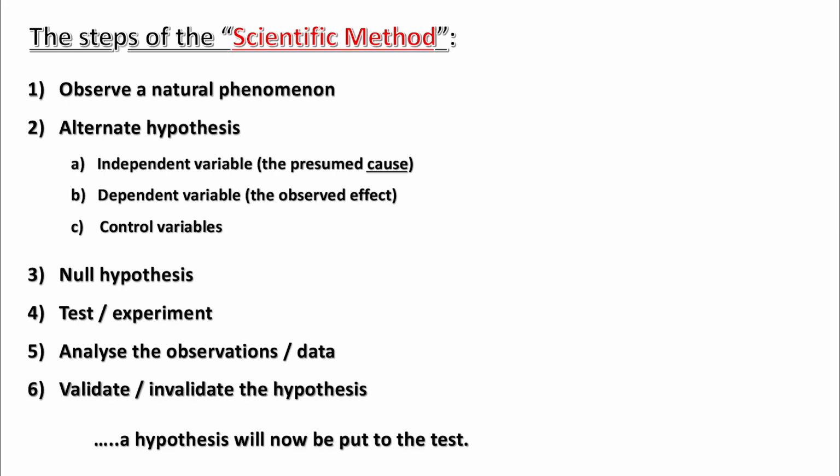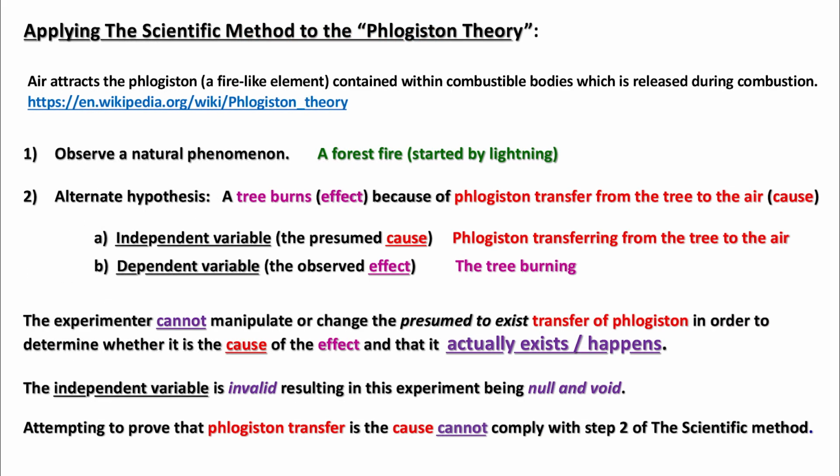A hypothesis will now be put to the test. Applying the scientific method to the phlogiston theory. Air attracts the phlogiston, a fire-like element contained within combustible bodies which is released during combustion. 1. Observe a natural phenomenon, a forest fire started by lightning. 2. Alternate hypothesis: a tree burns, effect, because of phlogiston transfer from the tree to the air, cause.